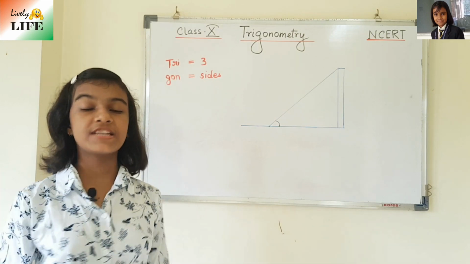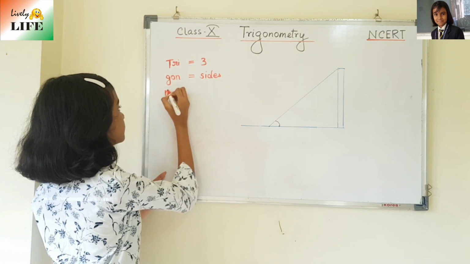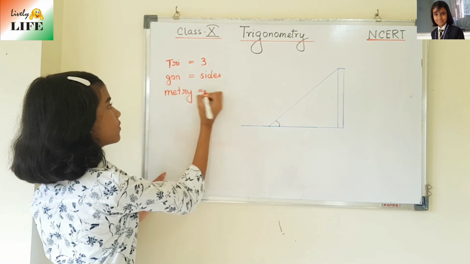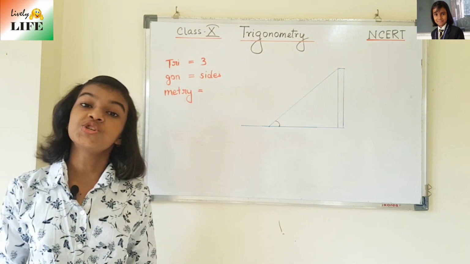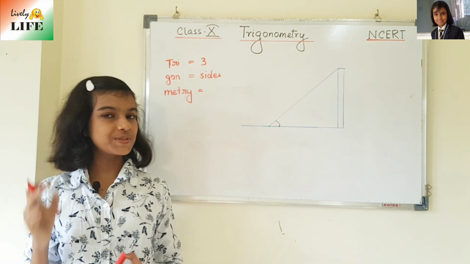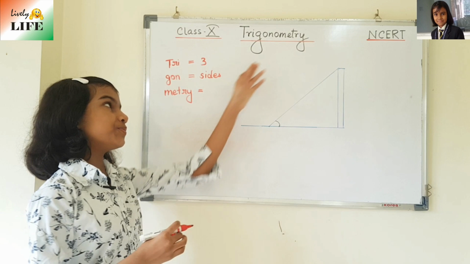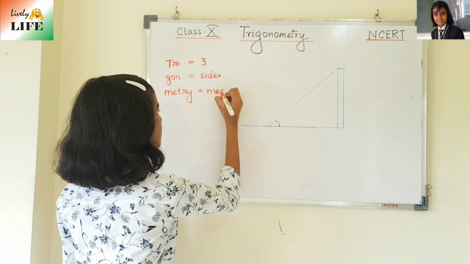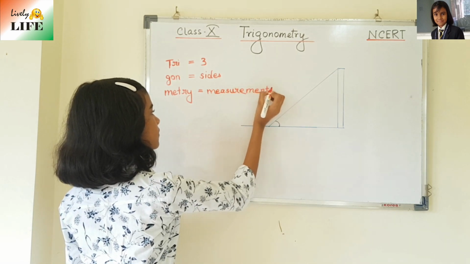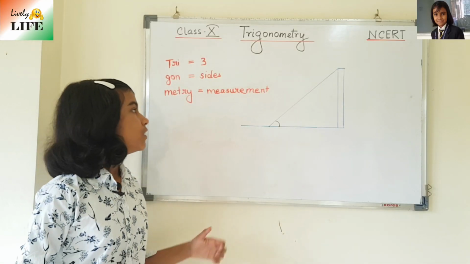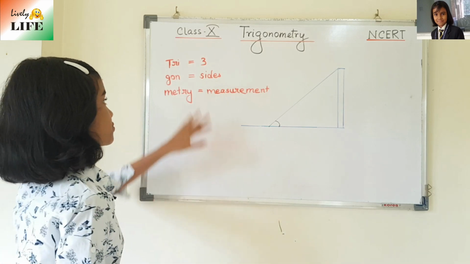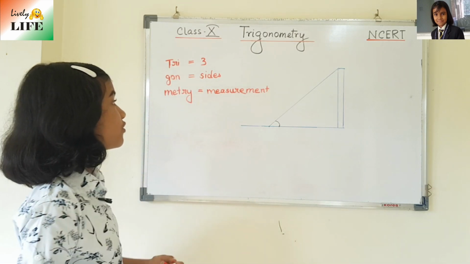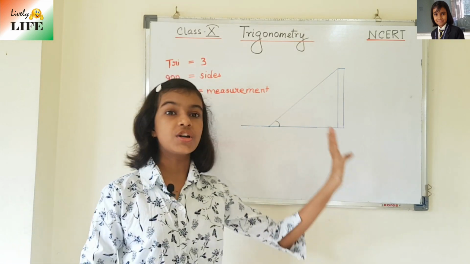And then metri. Metri means measurement. Like in geometry, metri means measurement, and in trigonometry also metri means measurement. So what is the meaning of the word trigonometry? 3 sides measurement. The measurement of the 3 sides of a triangle.